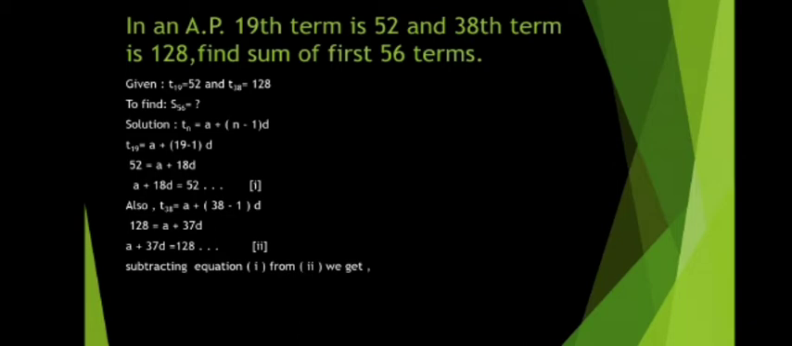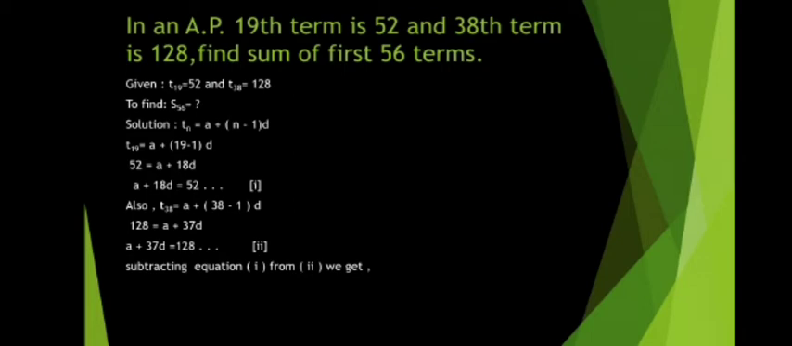We know the formula of Tn. That is A plus n minus 1 into D. Now if we take T19 equal to 52, we come to know that the value of n is 19. So we'll put n equal to 19. We'll get T19 is equal to A plus 19 minus 1 into D. Now we know the value of T19, that is 52. So we'll write 52 is equal to A plus 18D. Or we can write it the other way, A plus 18D is equal to 52. This is our equation number 1.